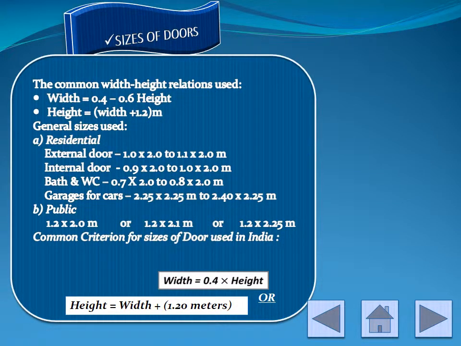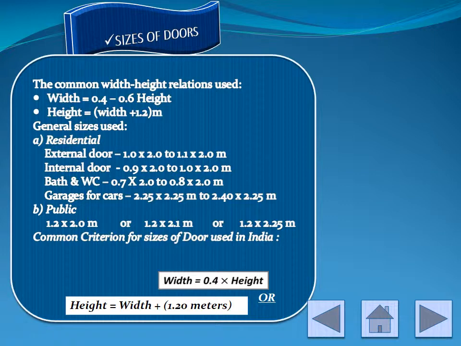We have the size of doors, and they come in various forms. The common width-height relation used is: width is 0.4 to 0.6 of the height. We are talking about the height there. The second relation is: height is equal to width plus 1.2 in meter.